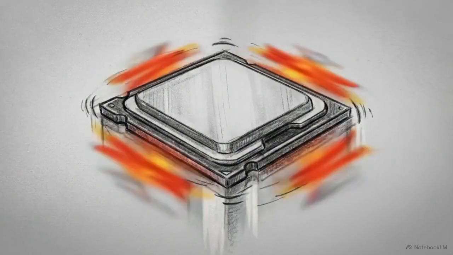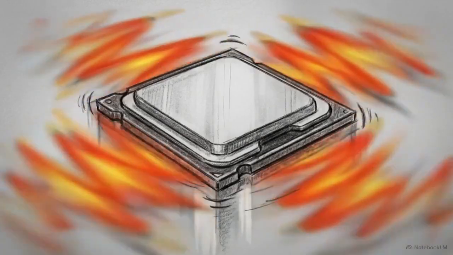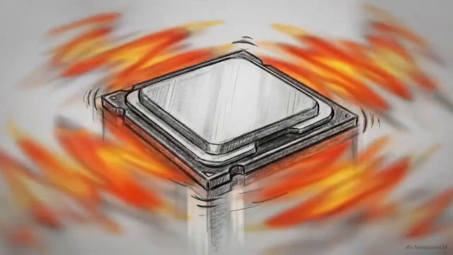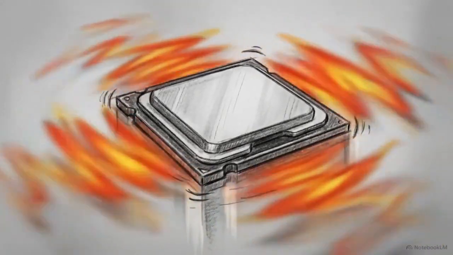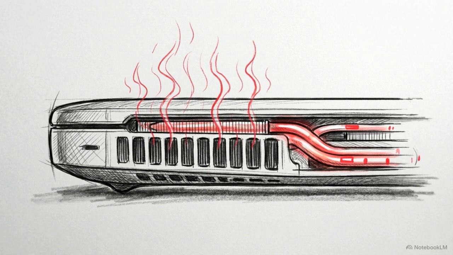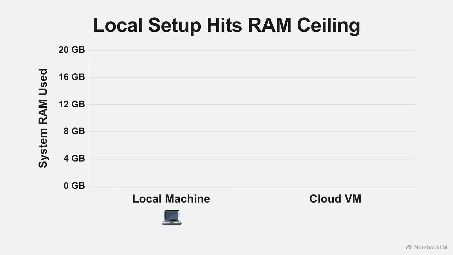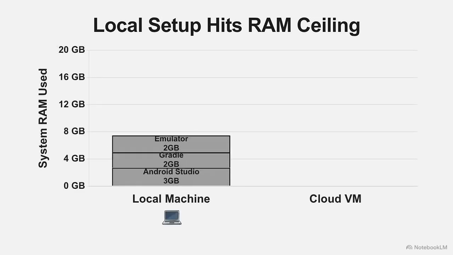The physical toll of running these heavy environments natively alongside local AI tools manifests as extreme thermal throttling. Your laptop heats up, the cooling fans run at maximum speed, and the internal components struggle to keep pace with the computational demand. This split-screen bar chart visualizes exactly where that compute bottleneck happens.